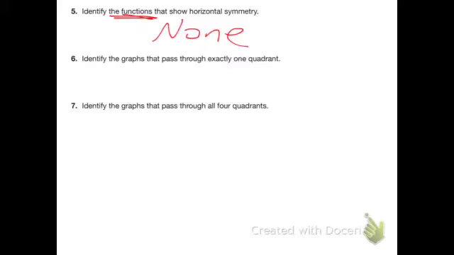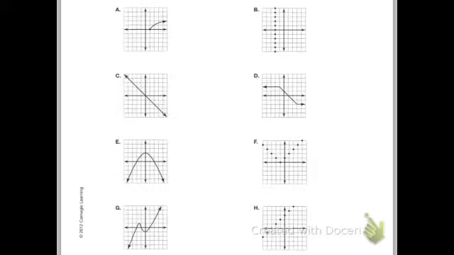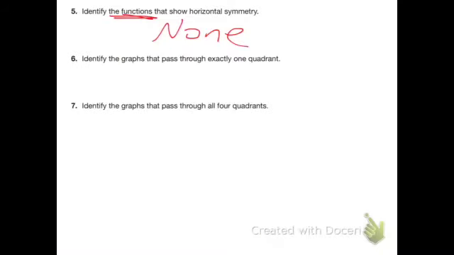We'll move on to number 6. When you identify the graphs that pass through exactly one quadrant. So if anything crosses one of these axes, it's not in just one quadrant. Well, that crosses, that crosses, that crosses. That crosses, crosses. Well, there's only one that doesn't, and that's A. Okay? So just A is the only one that goes through exactly one quadrant.